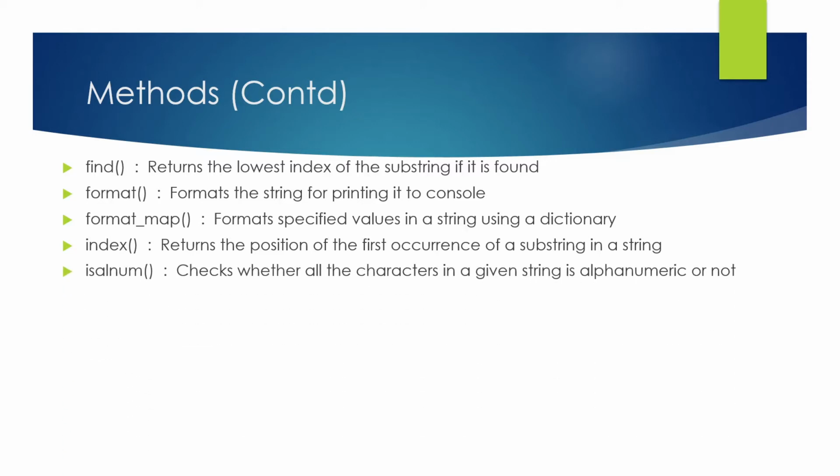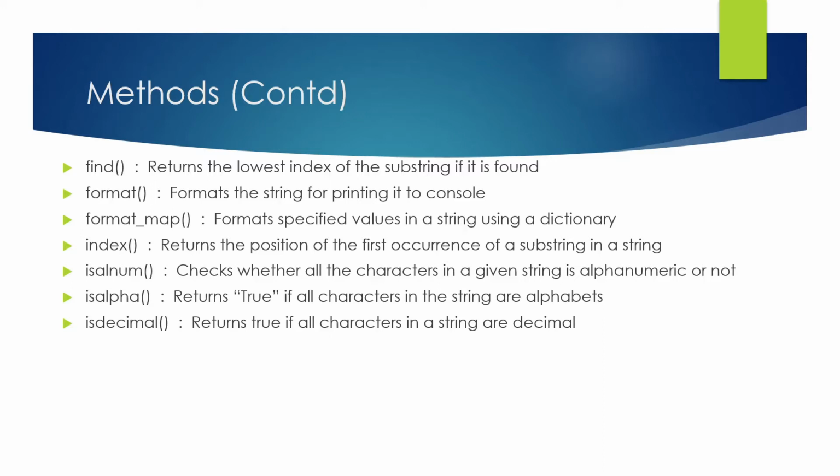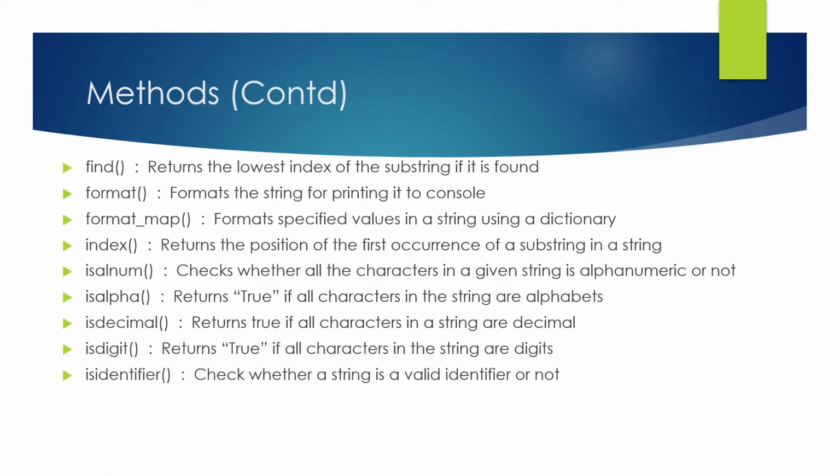Is alnum means alphanumeric, it checks whether all the characters in the given string are alphanumeric or not. Is alpha returns true if all the characters in the string are alphabets. Is decimal returns true if all the characters in a string are decimal. Is digit returns true if all the characters in a string are digits. So if there is a string that has numbers from 1, 2, 3, 4, 5, 6 till 10, it will return true if all the characters are digits. Is identifier checks whether the string is a valid identifier or not.